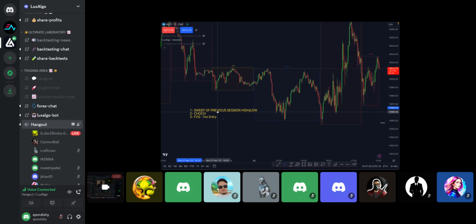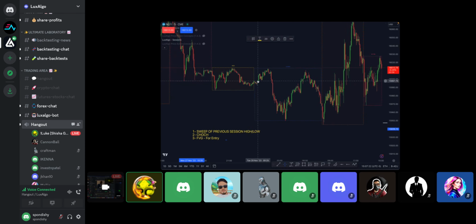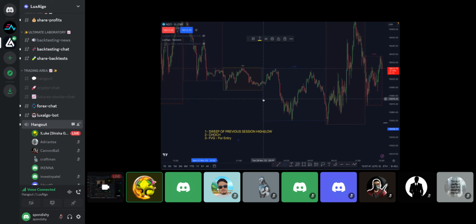But while we wait, like I said, in the morning in London, we swept the previous session low. This yellow line here was swept by this candle. That was step one right here. So now we're going to be looking for longs. But before we go into longs, we have to wait for a CHoCH. This sweep here lets us know the market wants to change direction by 25%, but we want to be more sure.